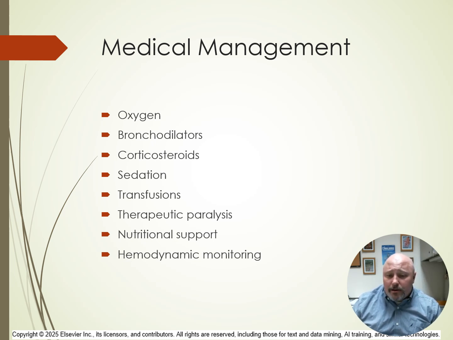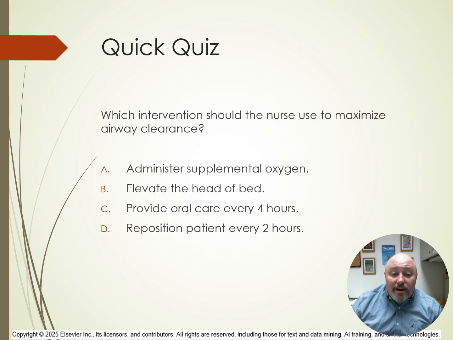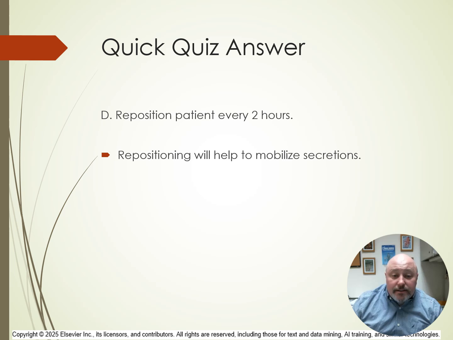careful hemodynamic monitoring. Quick quiz. Which intervention should the nurse use to maximize airway clearance? Would that be A, administer supplemental oxygen, B, elevate the head of the bed, C, provide oral care every 4 hours, or D, reposition the patient every 2 hours? And that answer is going to be D, reposition the patient every 2 hours, as this will be an effective strategy to help mobilize the secretions.